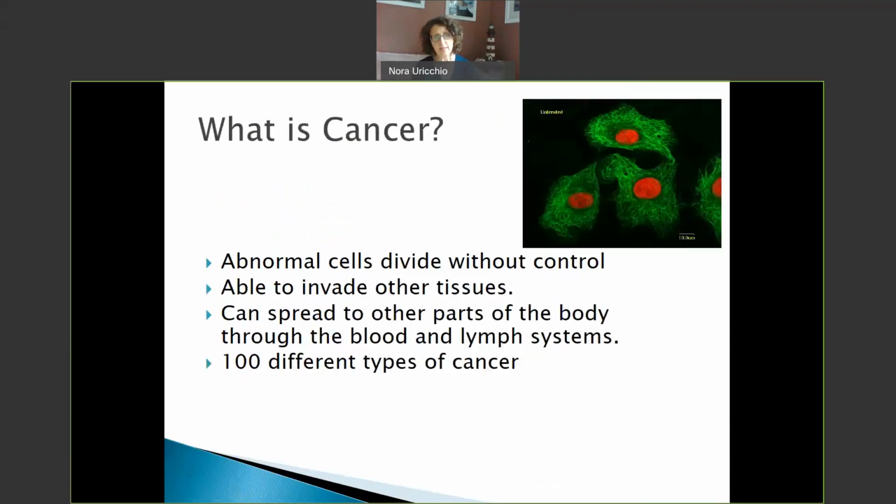So what is cancer? They're abnormal cells dividing out of control, and they are able to invade other tissues. It can spread to other parts of the body through the blood and the lymph systems. There are many different kinds of cancer. For instance, if we take a look at breast cancer, it is treated very differently.